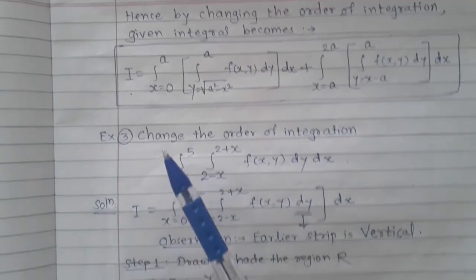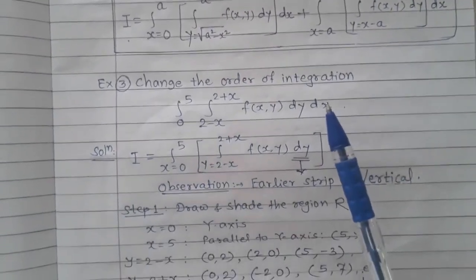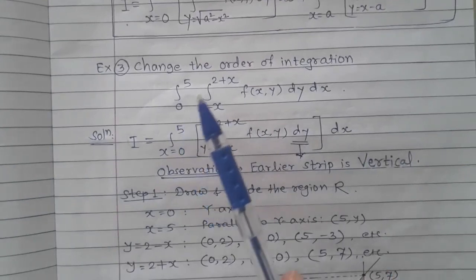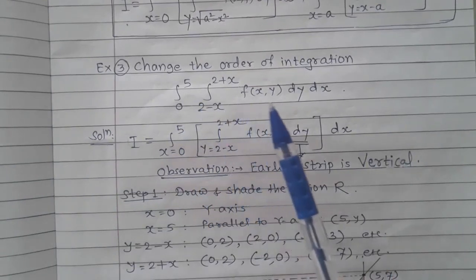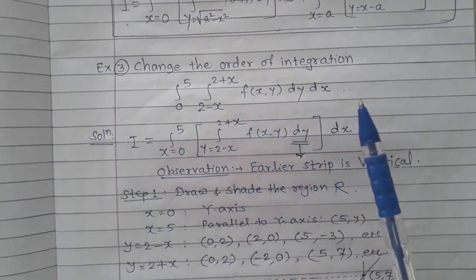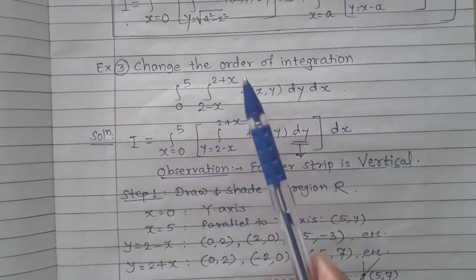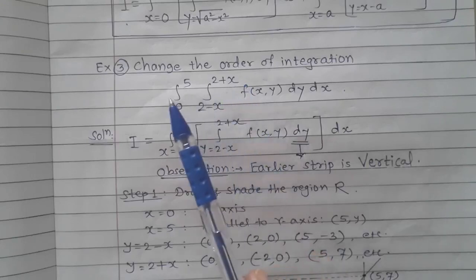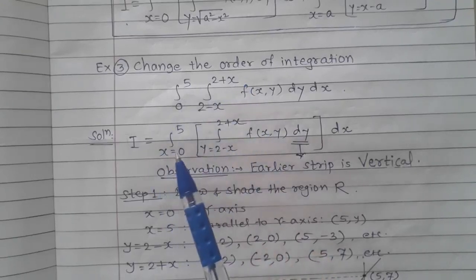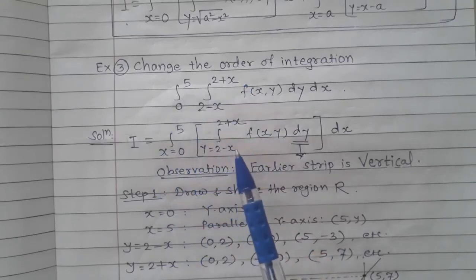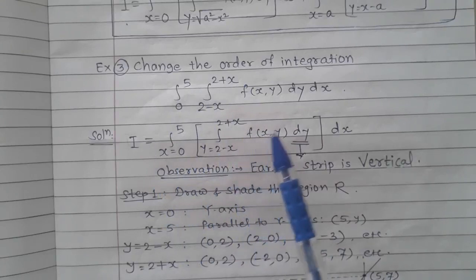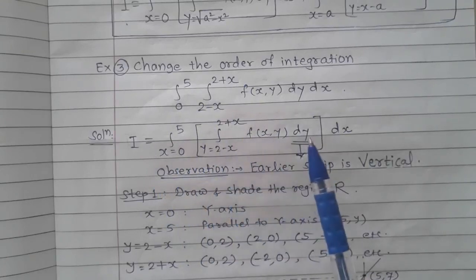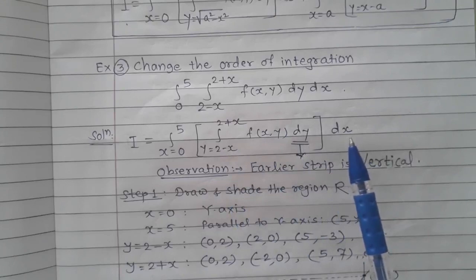Next question, change the order of integration. I equals integral from 0 to 5, 2 minus x to 2 plus x, f of x y dy dx. These limits contain x, that means these are the limits of y. So the rest are the limits of x. Therefore I is x from 0 to 5, y from 2 minus x to 2 plus x, f of x y, with the limits of y inside, so dy inside and dx outside.